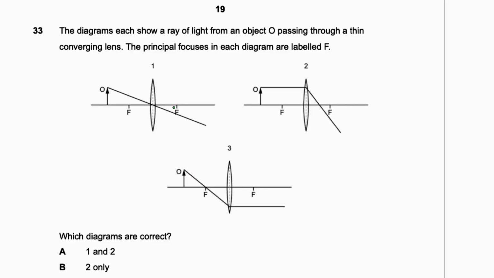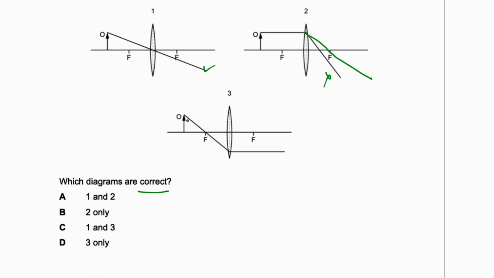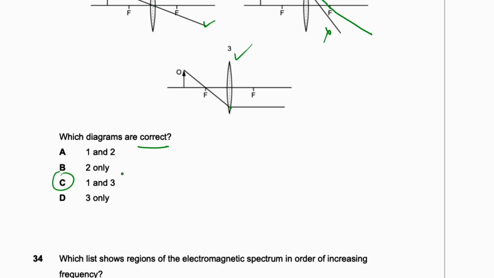33. You want to find which diagrams are correct. Passing through the optic center goes straight. Parallel must pass through the focus, so it has to pass through there. Since it did not pass through there, that's wrong. Next one, passing through the focus becomes parallel, so that's correct. So 1 and 3 are correct. These were the 3 rays that we need to consider. If it's parallel, it passes through the focus. If it passes through the focus, it becomes parallel. It has to become parallel just after hitting the lens.